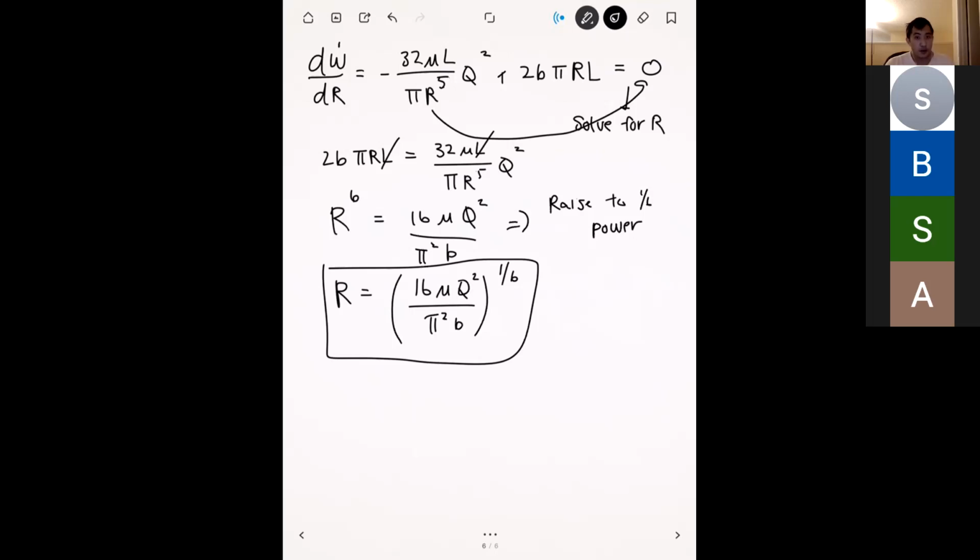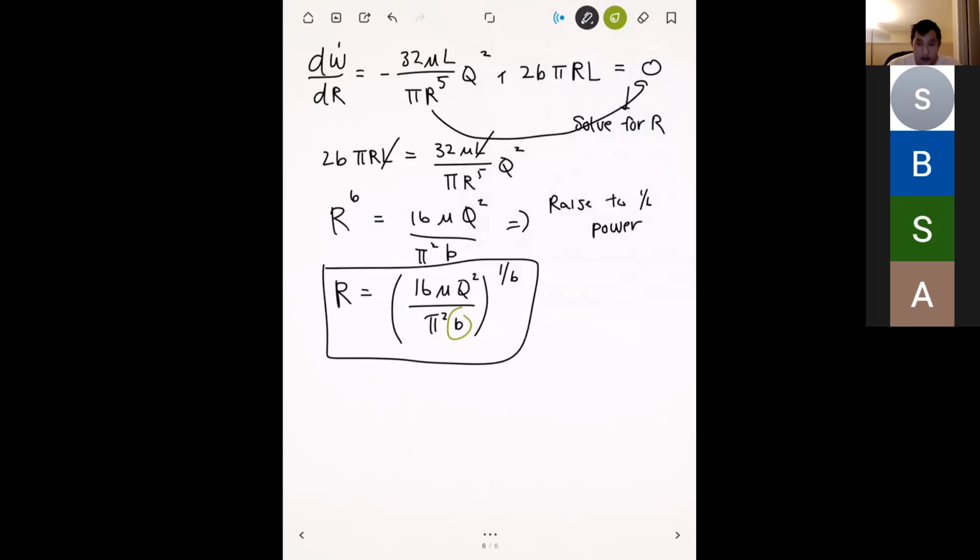This is nice, but in truth, it's not that useful, because remember, we have this b that we didn't really specify. We can't actually use this numerically unless we plug in for b, and that b can be pretty difficult to get.